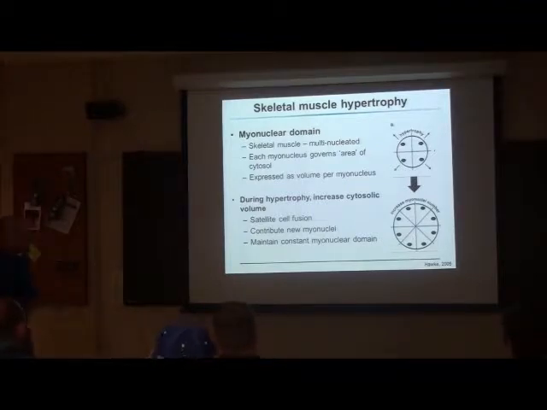So that's what people believe is why satellite cells are absolutely necessary. Because there's no doubt that when a muscle hypertrophies, the number of myonuclei increases as a result of satellite cell fusion. And so people ask, well, why does that happen? And the idea is that you're going to maintain your myonuclear domain.